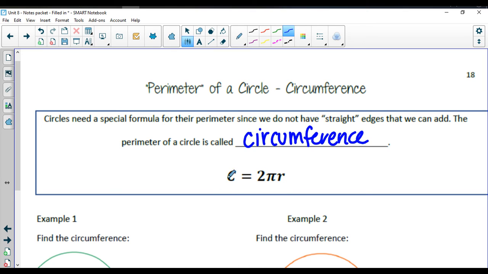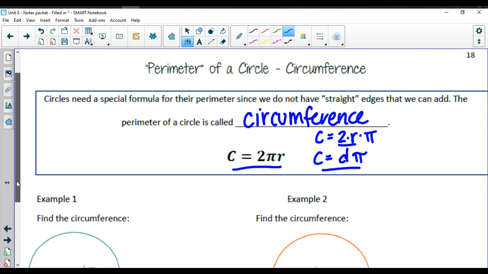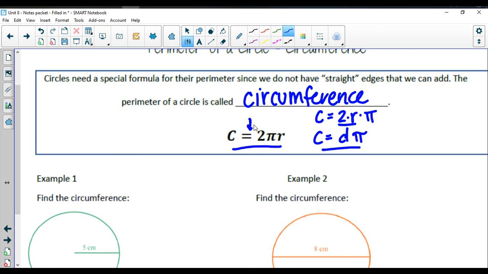So on your formula sheet, you see this formula, C equals 2 times pi times r. What I do want to point out to you is if we reorder these, 2 times r times pi, 2 times the radius is actually our diameter. So we can also use the formula circumference is equal to the diameter times pi. So I will stick with this one because this is what you see on your formula sheet. But if you recognize that you can do 2 times the radius to get the diameter, you are welcome to do that.